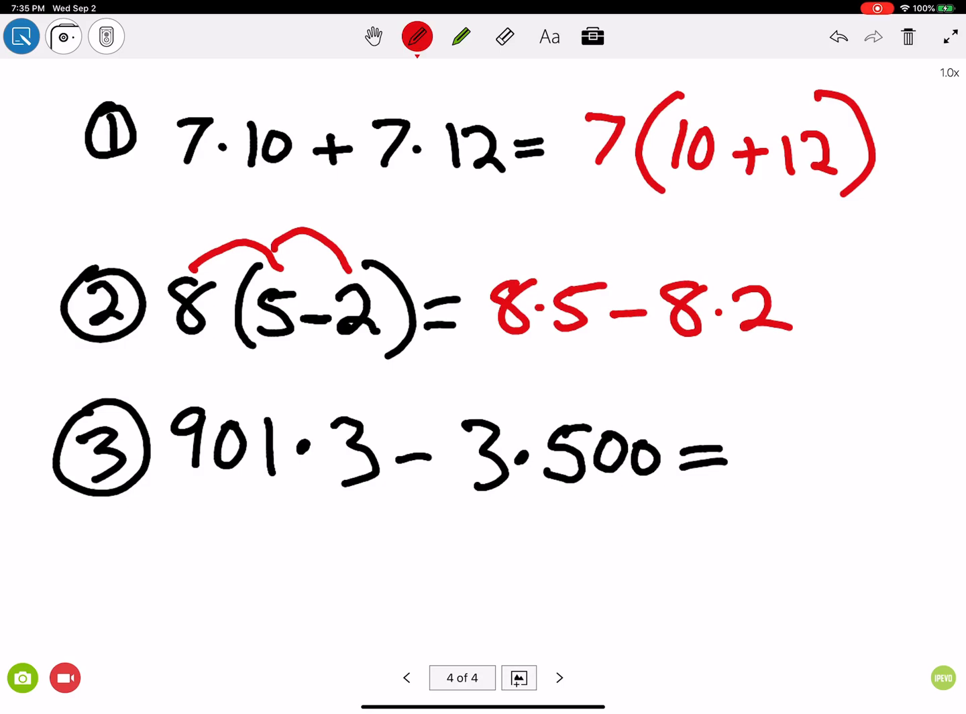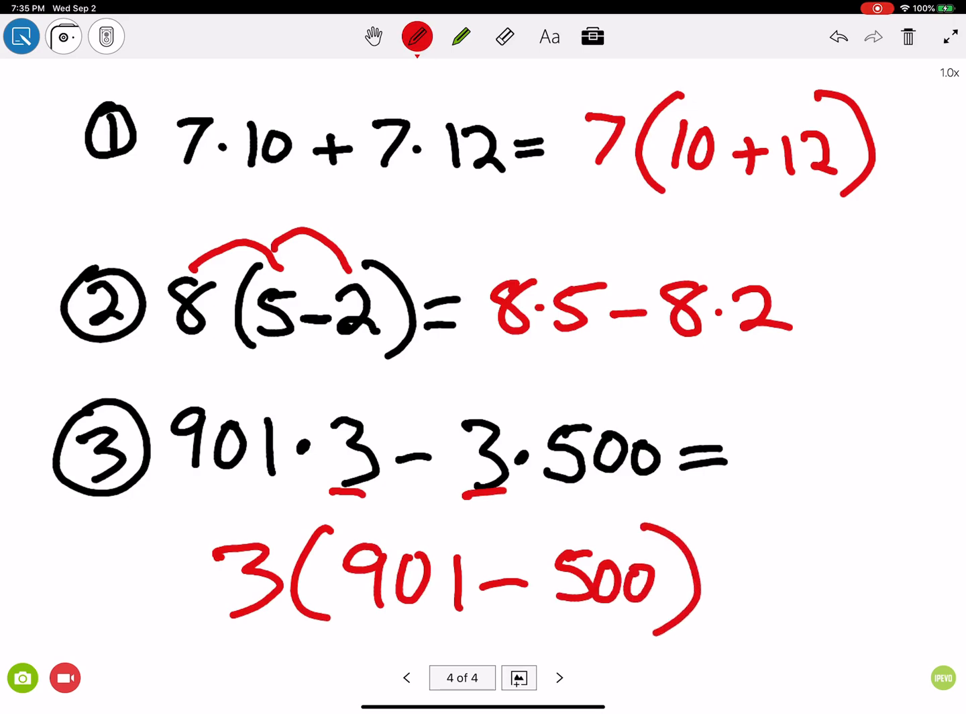Now the last one, what do these two have in common? Good, they each have a 3. Okay, that means the 3 is the number that goes outside of the parentheses. And then we've got 901 minus 500. And an easy way to check to see if we put it in factored form correctly is to actually expand this. Well, if I use the distributive property, it's 3 times 901, which is what this says, minus 3 times 500, which is exactly what the expanded form says. So we did this right.